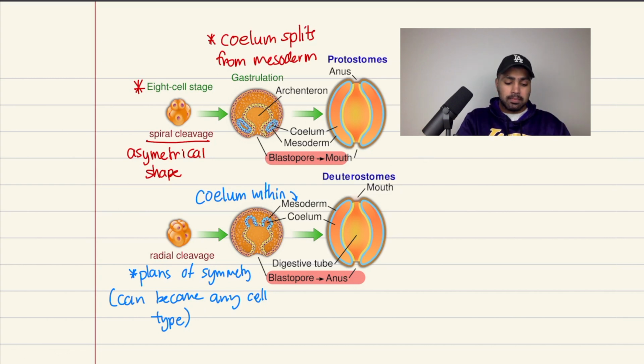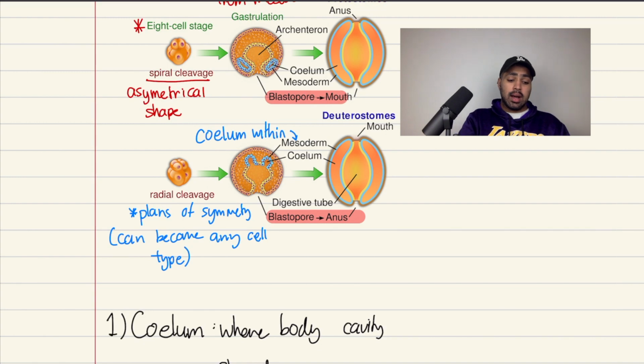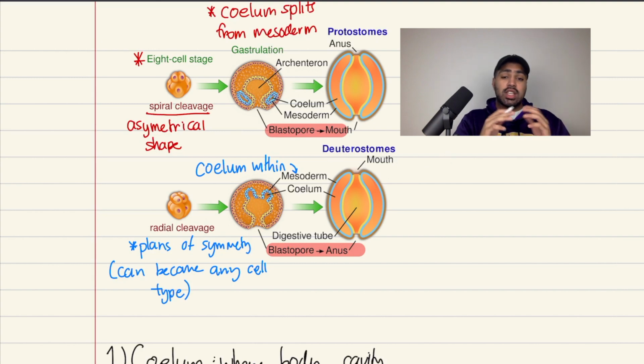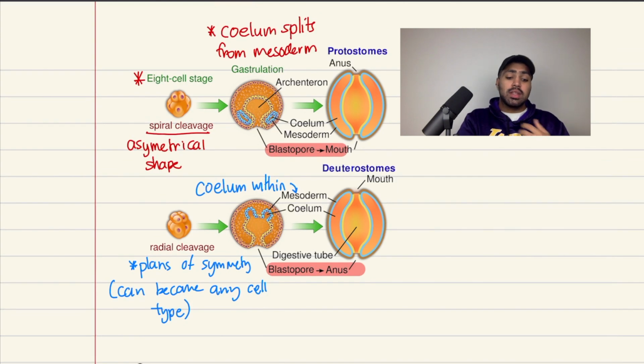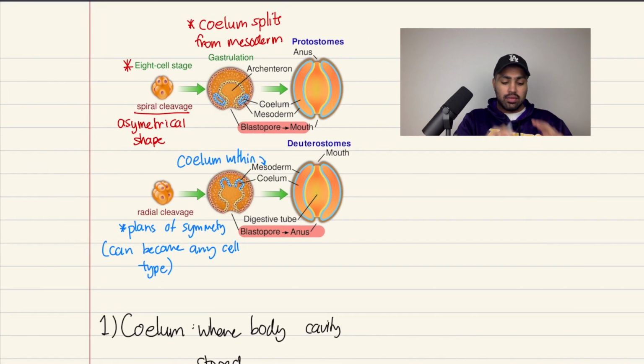That is a protostome. Whereas if we were to think about the other scenario, which is a radial cleavage, that means that we have a plane of symmetry. Now we see that the coelom is associated with the mesoderm, and that's kind of interesting. So in this scenario, the blastopore is firstly going to develop into the anus. So this is a deuterostome. A deuterostome is firstly going to form its anus and then its mouth, whereas the protostome is going to develop its mouth first from the blastopore, and then the anus. So those are the two differences that we should understand.